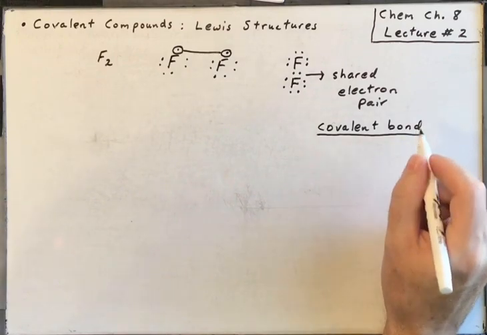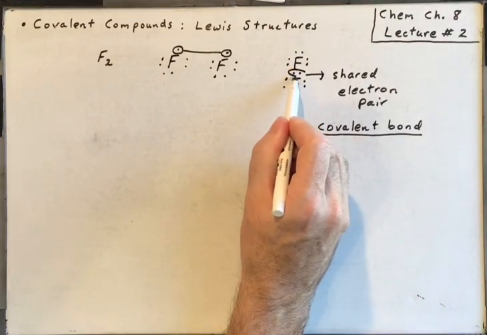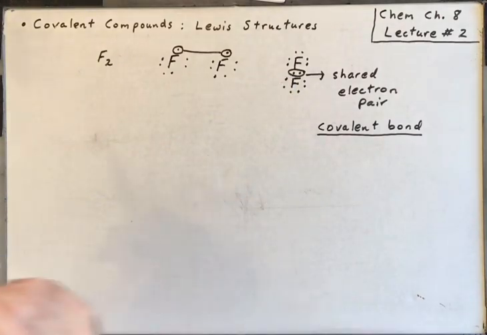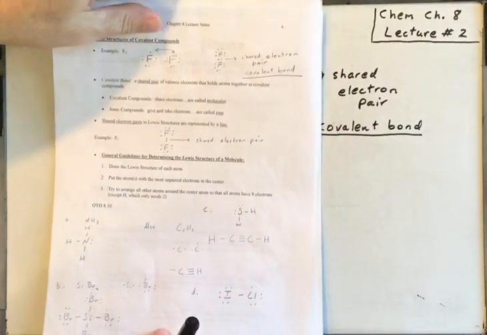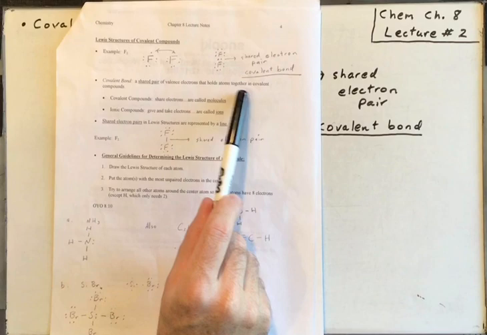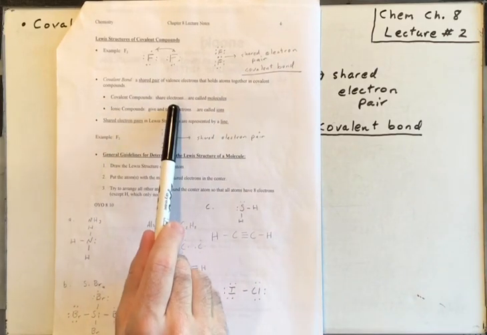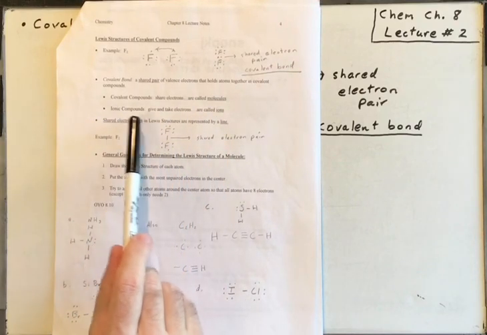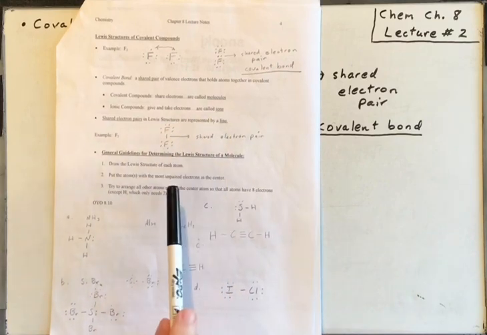The way that we show those covalent bonds, though, is with a line and not dots. So I'll show you how to do that in just a second. If we go back to your notes, a covalent bond is a shared pair of valence electrons that holds atoms together in covalent compounds. Covalent compounds share electrons and are called molecules, whereas ionic compounds give and take electrons and are called ions.